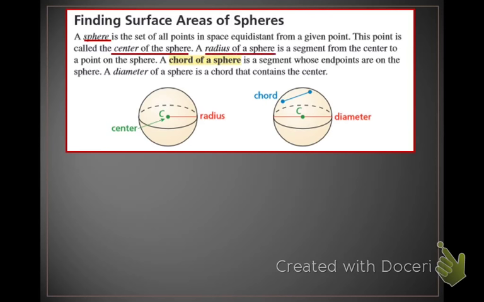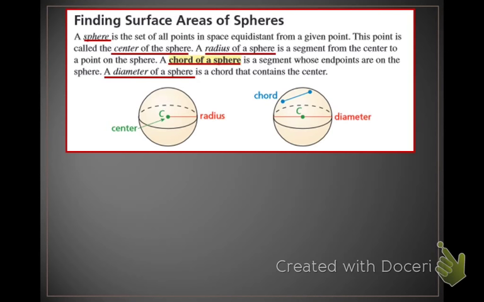You still have a radius of a sphere, and it goes from the center to a point on the sphere, so to the edge. And then there's also a chord of the sphere, which goes edge to edge on the sphere. And then last is a diameter, which is a type of chord, and it contains the center. So make sure you know those words. They should already be on your notes. If you wanted to go through and highlight those, you can.